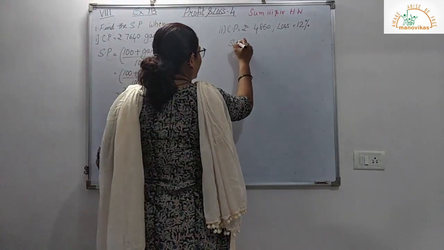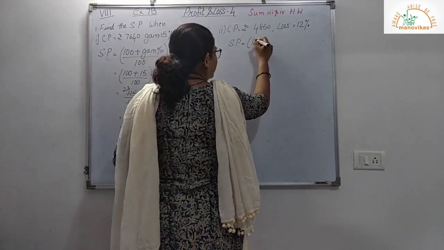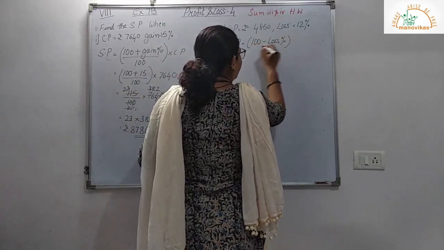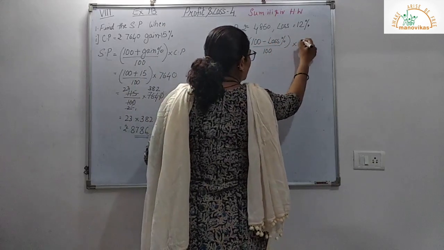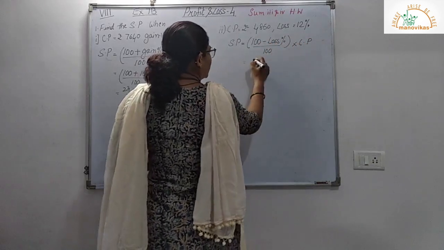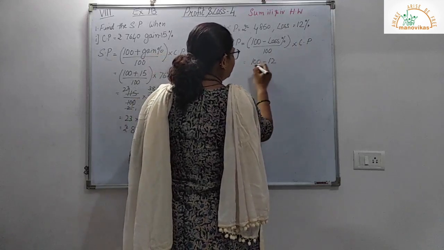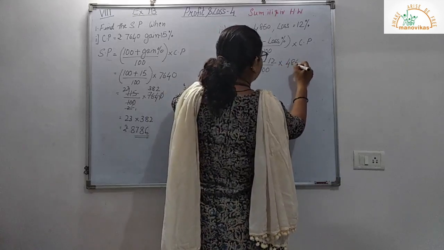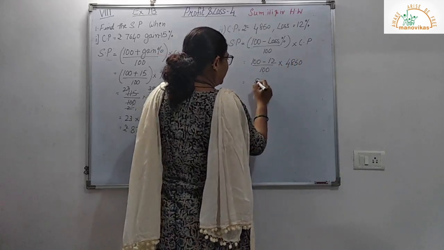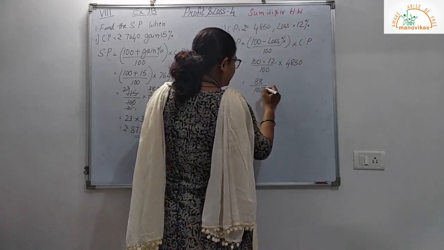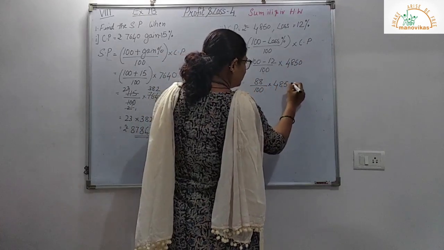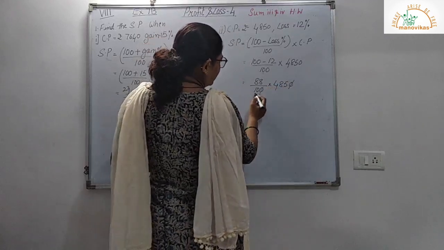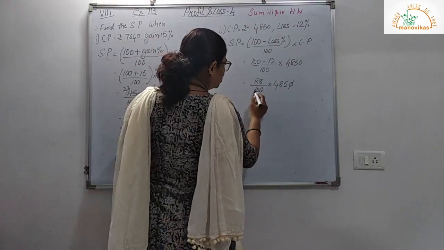So again selling price is equal to 100 minus loss percent divided by 100 into cost price. So we get it as 100 minus 12 divided by 100 into cost price, that is 4850. So we get it as 88 divided by 100 into 4850. So I'll cancel 10 10 here, right? Now we can cancel out with 2 here.